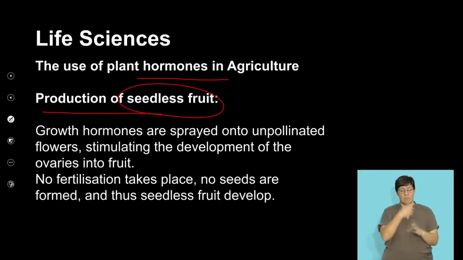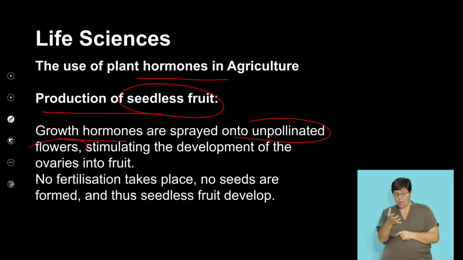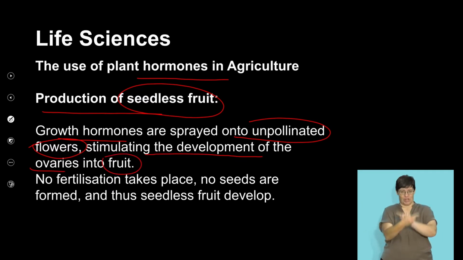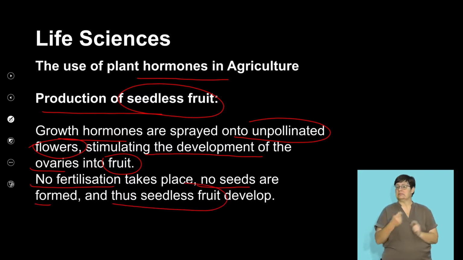So what farmers do is that they spray some hormones onto the unpollinated flowers. And what happens is that due to the growth hormone present, it stimulates rapid development of the ovaries into the fruits. This means that without fertilization, the fruit now develops and grows into a seedless fruit.